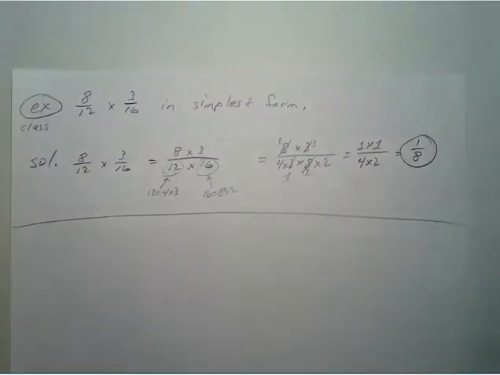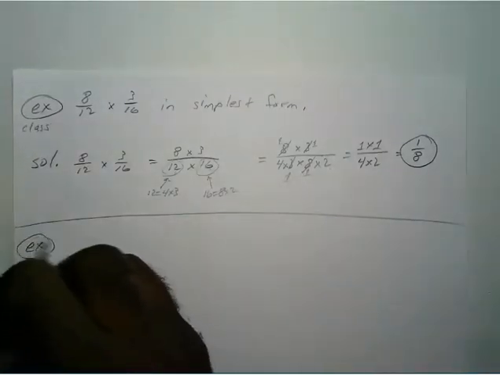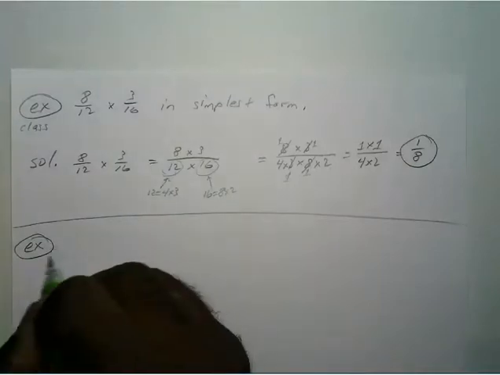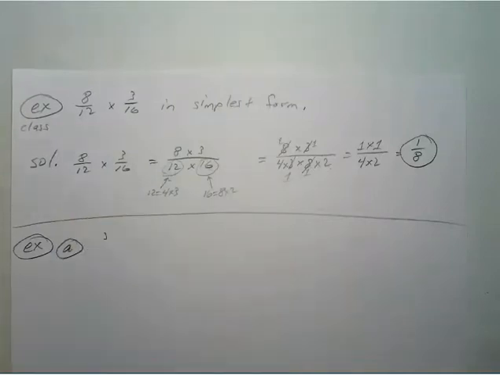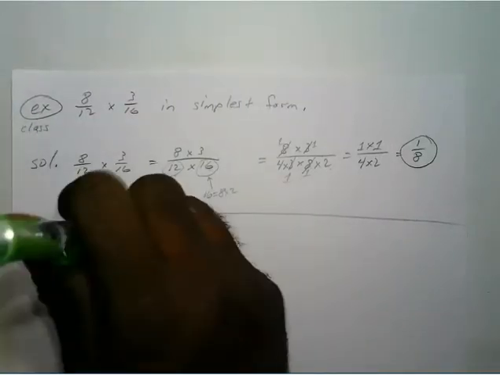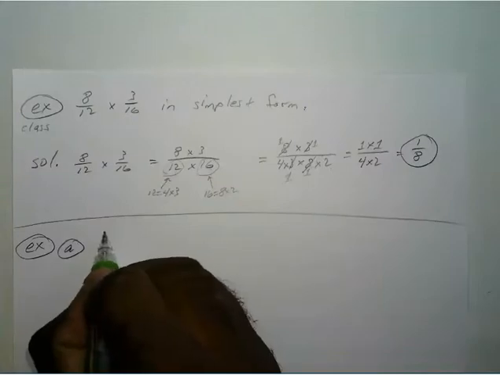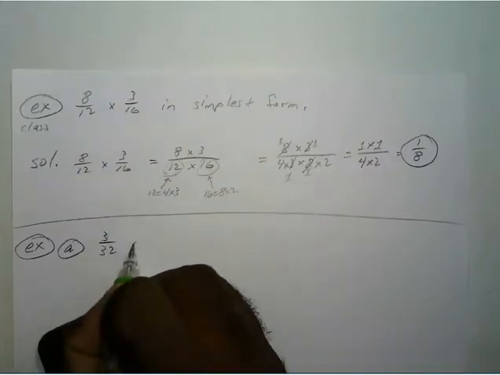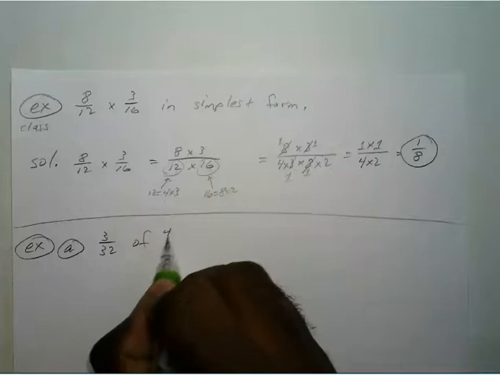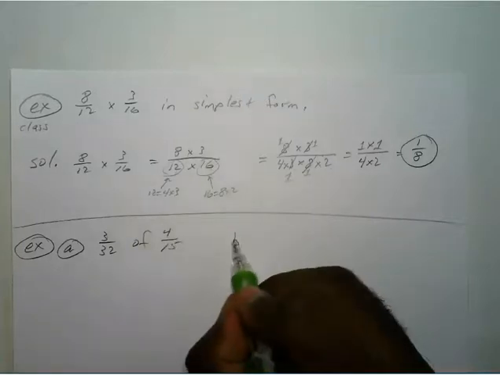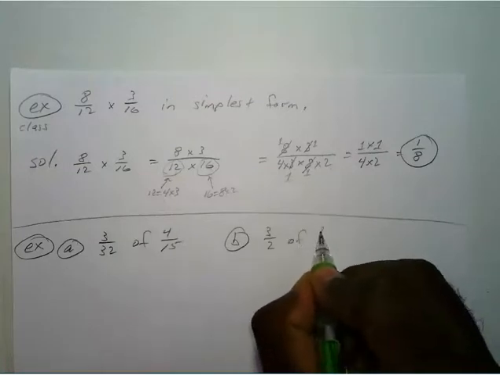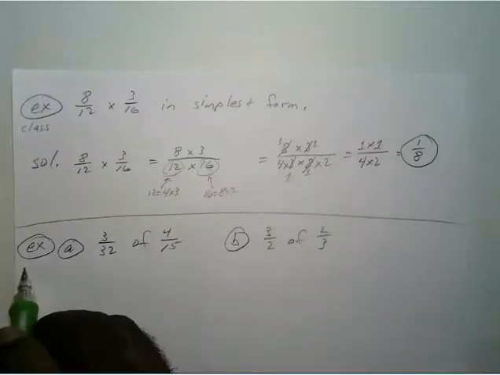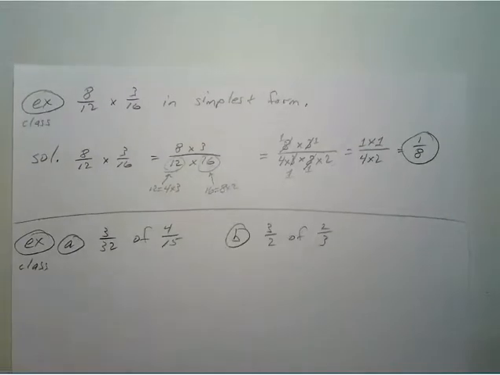All right, so let's go to this example. Let's say for problem A, we have 3 over 32 of 4/15, and for problem B, 3/2 of 2/3. Okay, so again, go ahead and press pause and work those out for yourself.